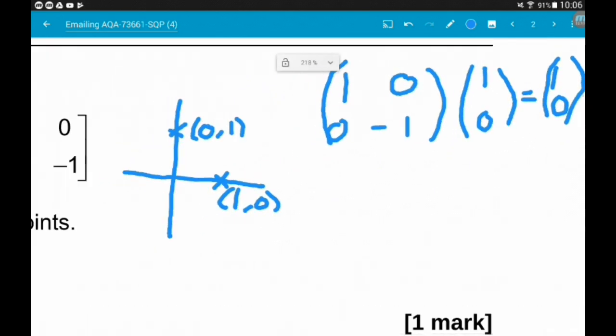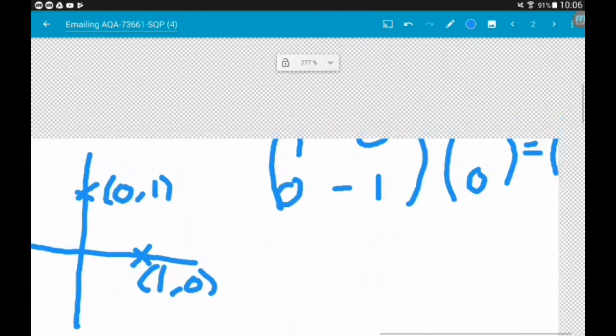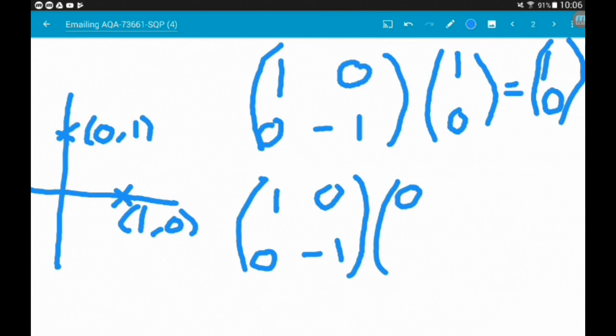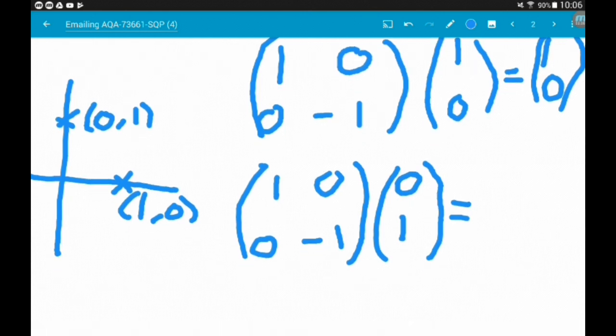Let's then do that for the other point, 0, 1. This time the matrix 1, 0, 0, minus 1 times 0, 1. Up on top we get 0 times 1 add 1 times 0, so we're still getting 0. On the bottom we get 0 times 0 add 1 times minus 1, so we get minus 1 on the bottom.